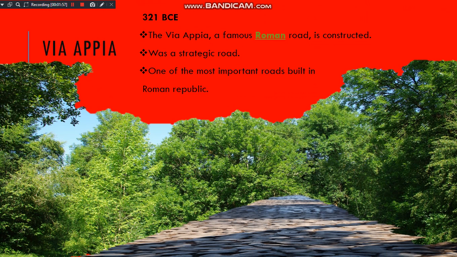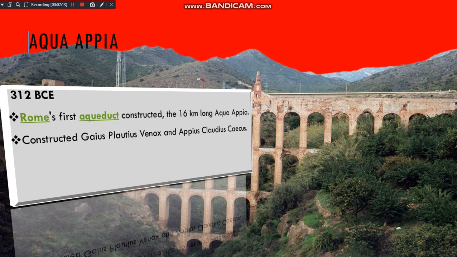Via Appia was a famous road that was built in 321 BCE. It was a strategic road. It was one of the most important roads built in the Roman Republic, as it helped in trade. Aqua Appia was the first Roman aqueduct constructed, and it was 16 kilometers long. It was constructed by Venus and Claudius in 312 BCE.